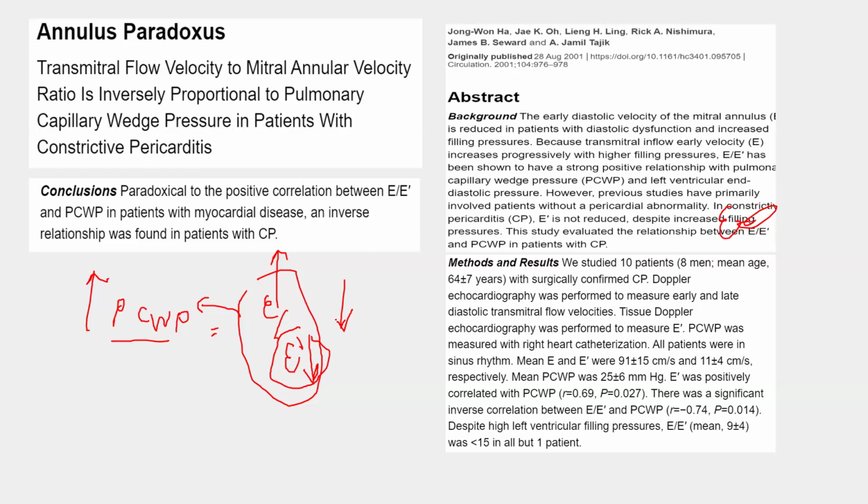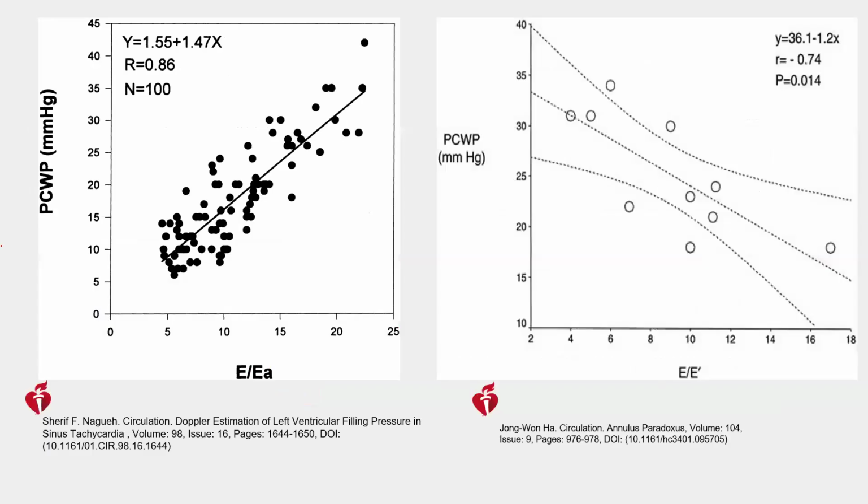Exactly. شفت كيف الفرق؟ يبقى ال E over E prime ratio reflects the pulmonary capillary wedge in a direct proportional relationship في conditions كثيرة إلا الكونستريكشن. في الكونستريكشن كل ما البلمونري كابيلاري ويدج بريشر زاد كل ما الريشيو نقص. And this is called annulus paradoxus.